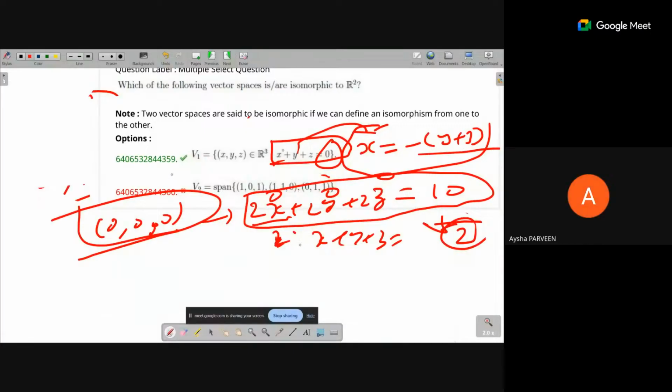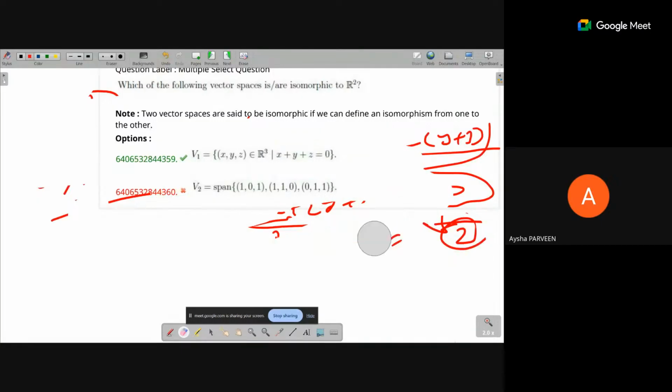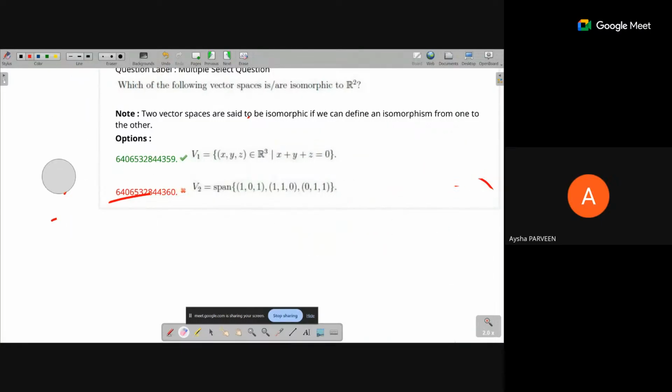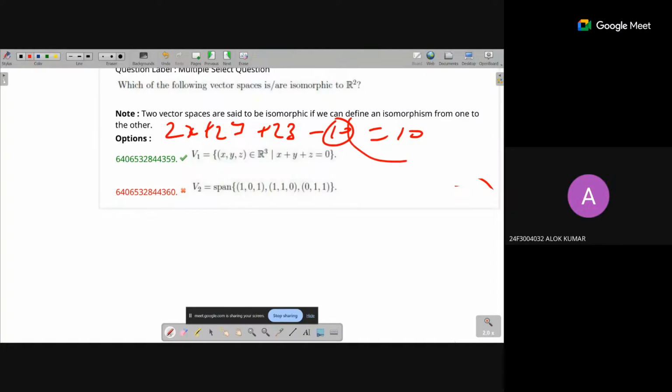Sir, if we have minus 10 or plus 10 before the equal sign in this equation, then still we will not be able to find that dimension, right? So 2x plus 2y plus 2z minus 10 is equal to 0. When you shift this to the RHS, you get 10. Still you can't get 0. For a vector space or subspace, there should be a 0 vector. If you put (0, 0, 0) in this condition, it doesn't work.